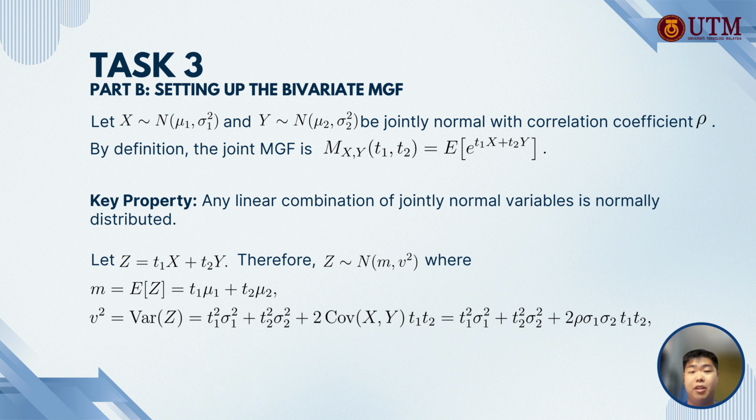The key mathematical trick here relies on a fundamental property. Any linear combination of jointly normal random variables is itself a normal random variable. By treating our constants t1 and t2 as coefficients, we define a new variable z. We then calculate the mean m and the variance v squared of this new variable. Notice that the variance equation explicitly captures the covariance between x and y through the correlation term.